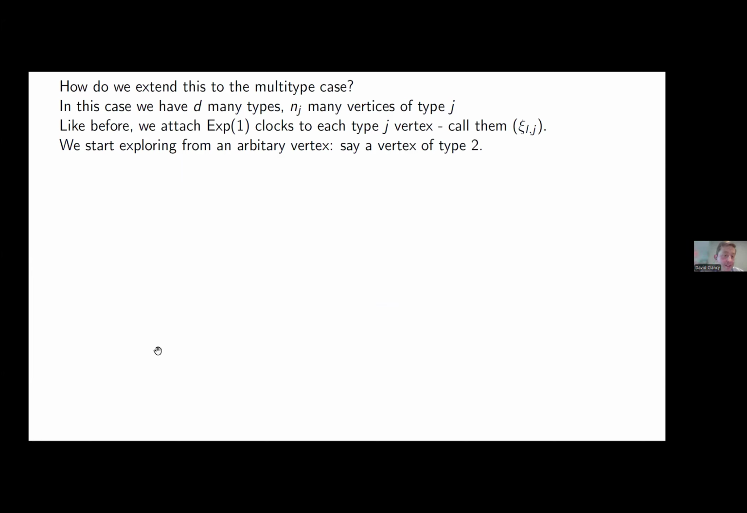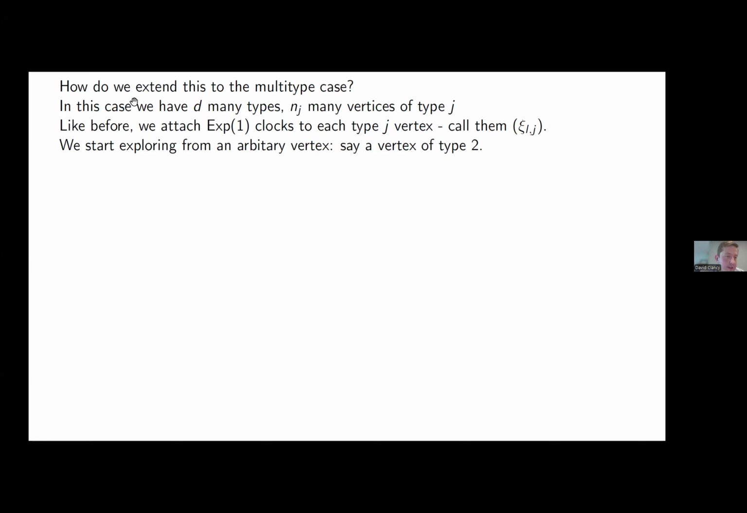In the stochastic block model case, again, we have d many types. Each type j has n sub j many vertices. And what we're going to do is attach exponential clocks to each of these type j vertices. But now I'm going to double index these exponential random variables. So l refers to the label within the class of type j vertices, and j will refer to the type. And then, as before, I'm going to start exploring from an arbitrary vertex.